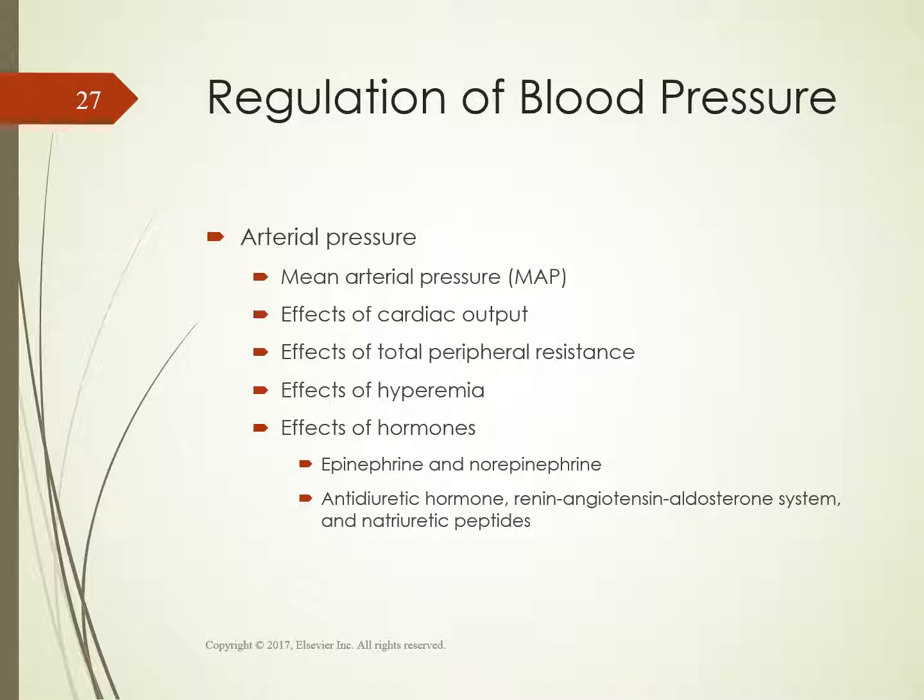There is also an effect of hormones. So we have different hormones such as epinephrine, which is a catecholamine. That hormone is released from the adrenal medulla, and it causes vasoconstriction in most of the vascular beds, except coronary, liver, and skeletal muscle circulation. We also have norepinephrine, which mainly acts as a neurotransmitter. However, it can be released from the adrenal medulla into circulation, and it is a more potent vasoconstrictor than epinephrine is.